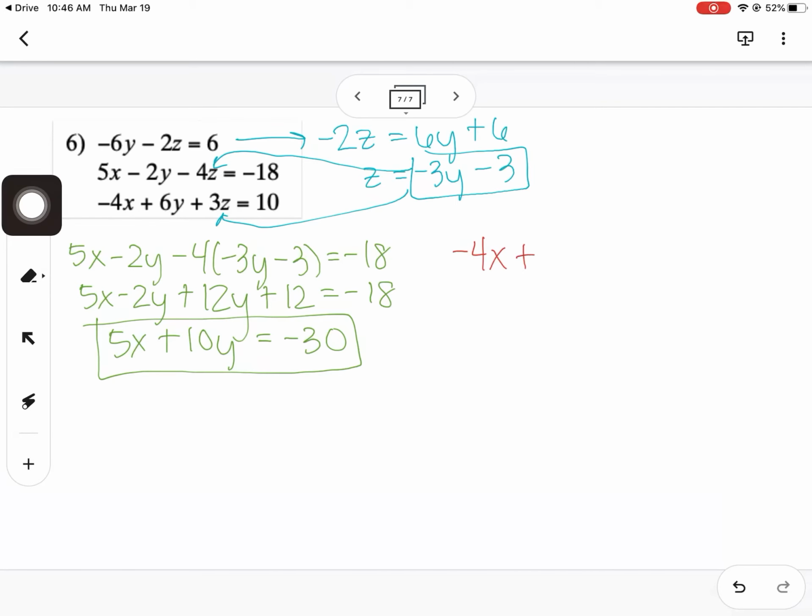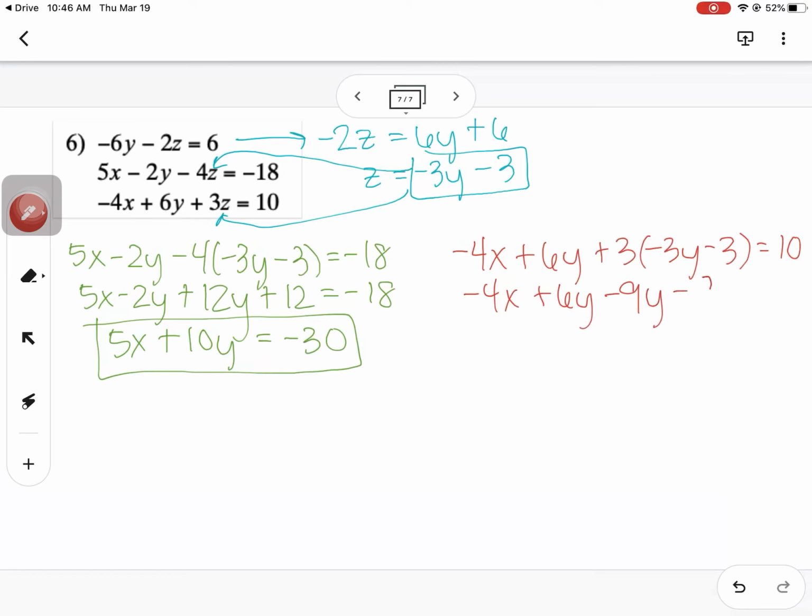So I'm going to have negative 4x plus 6y plus 3 times negative 3y minus 3 equals 10. Again, going through and simplifying a little bit. And then putting some stuff together, negative 4x minus 3y equals 19. That's my second equation. Okay, the most common mistake is just arithmetic errors as you go through. So please be careful as you do these. Check your negatives, check your combining like terms, all of that.